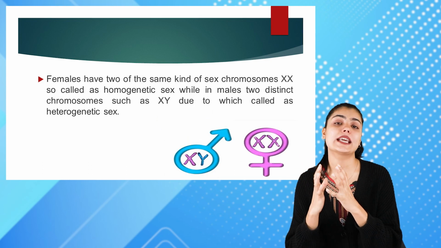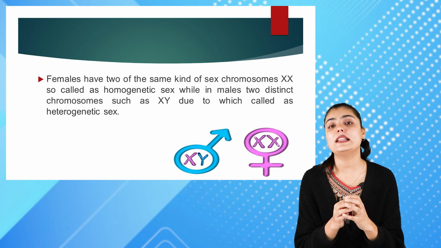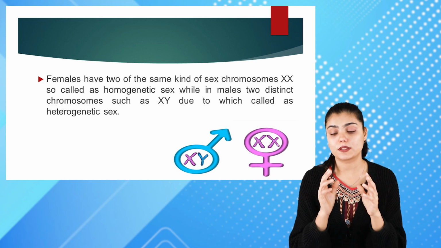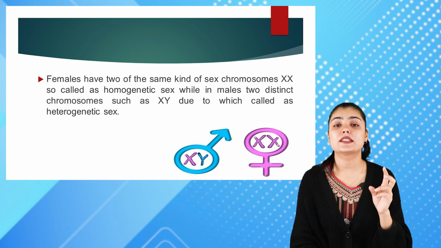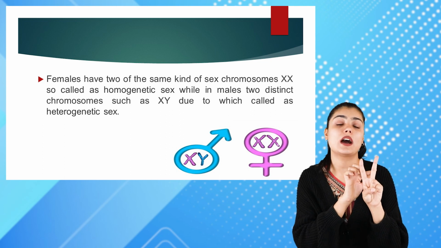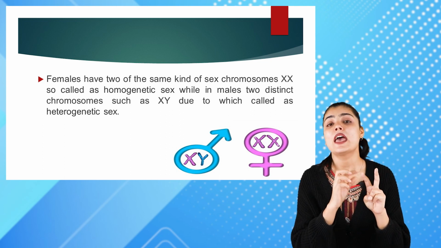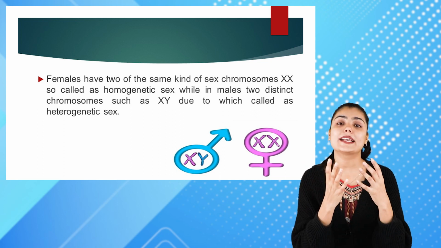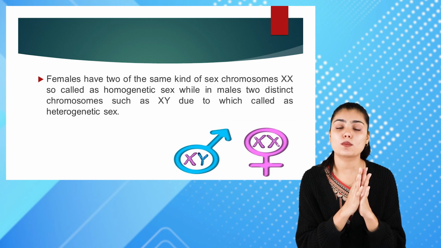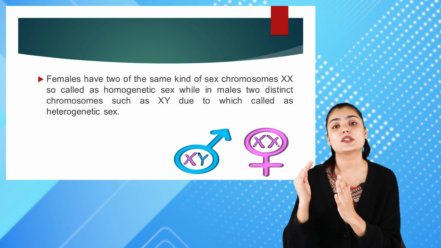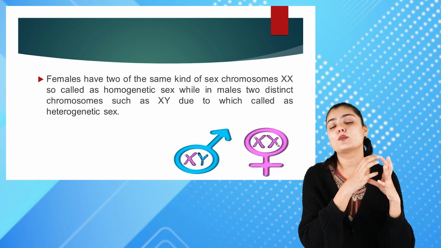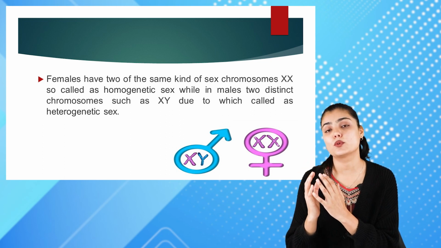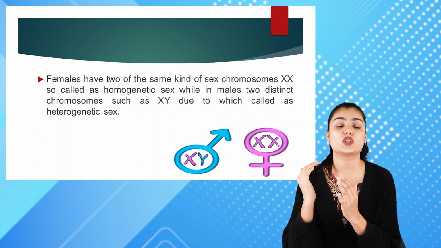Now, when we talk about the sex chromosomes, we know that in female there are two sex chromosomes and in male there are two sex chromosomes. But one important thing to remember here is that female have two sex chromosomes which are exactly the same, whereas male have two sex chromosomes which are different from one another. As we know, in female we have X and X chromosome, whereas in male we have X and Y chromosome. The X and X chromosome in the female is called homogametic sex, whereas the X and Y chromosome in the male is called heterogametic sex.